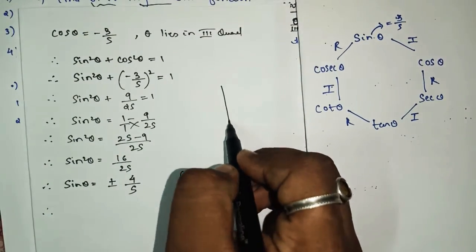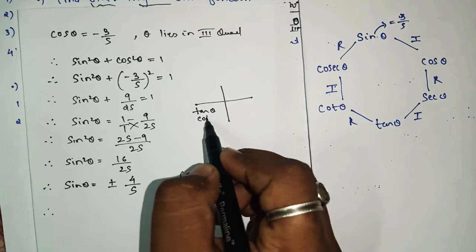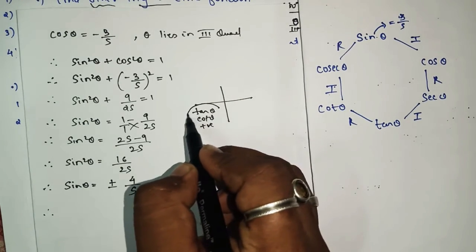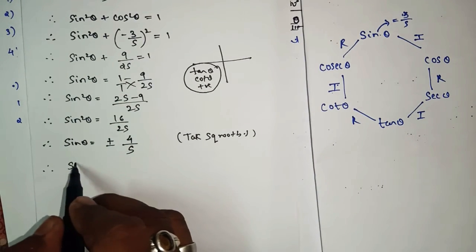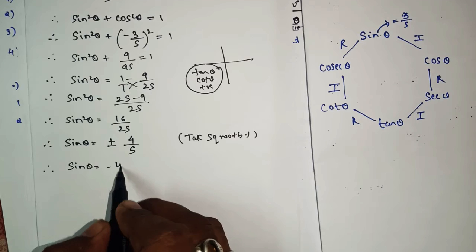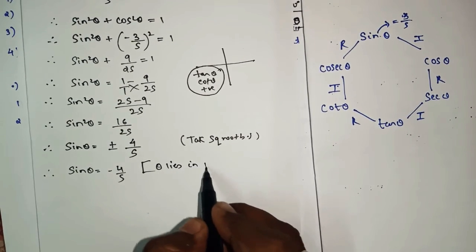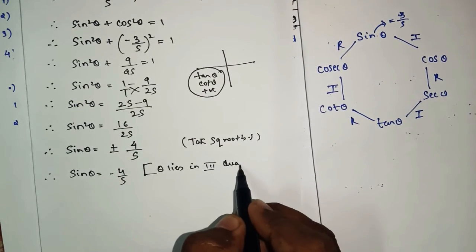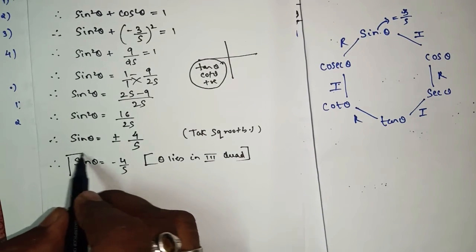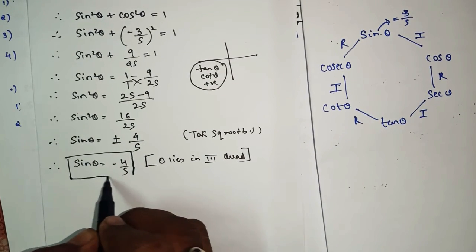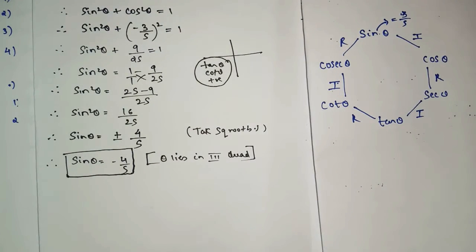As the question says that theta lies in the third quadrant. So in the third quadrant we know that tan and cot are what? Positive. Okay, so the remaining answers will be what? Negative. So therefore here we have to consider the negative answer, as it is clearly mentioned in the question that theta lies in the third quadrant. So sine theta is equal to minus 4 upon 5. So here we got the first answer, that is sine.